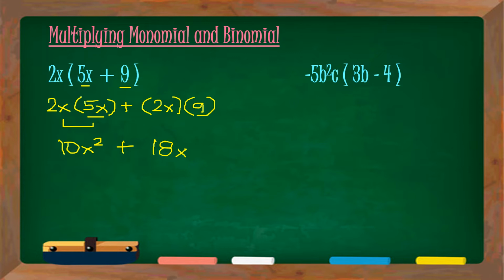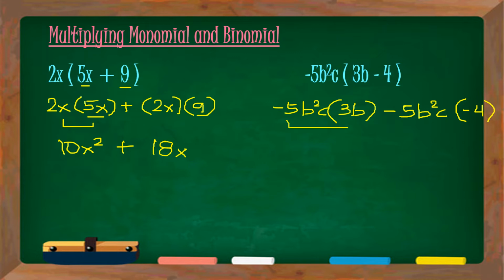Okay, so i-distribute natin si negative 5b squared c. Okay, so mauuna muna tayo kay 3b. Ang sign ng ating monomial is minus. So we have, or negative. So we have negative 5b squared c. Then, yung second term ng binomial ay negative 4. Okay? So, let's compute. Negative times positive is negative. 5 times 3 is 15.